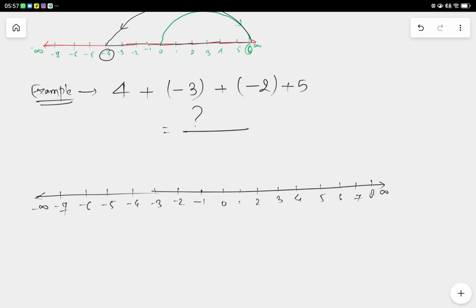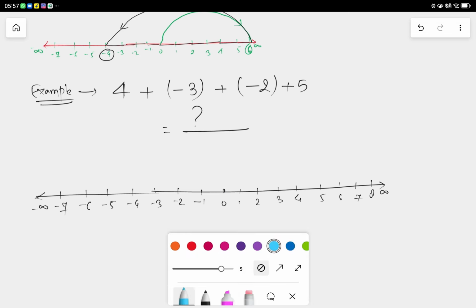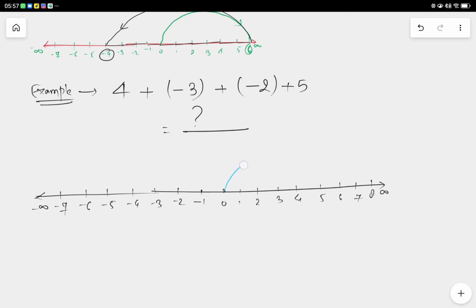What we will do, +4. So here 0 to 4, and we'll select some other color. We jumped 4, we landed on 4. Okay, forward jump. Why? Because it's a positive number. So positive number means forward jump. -3, that means backward jump. 1, 2, 3. Always the negative sign will push us backwards. So I make a backward jump of 3.